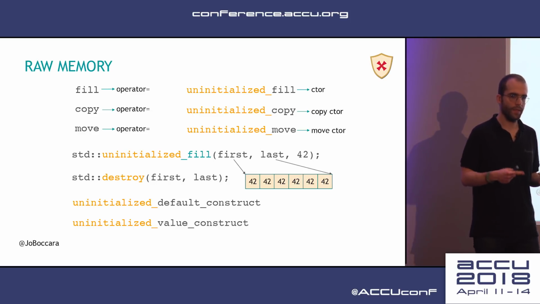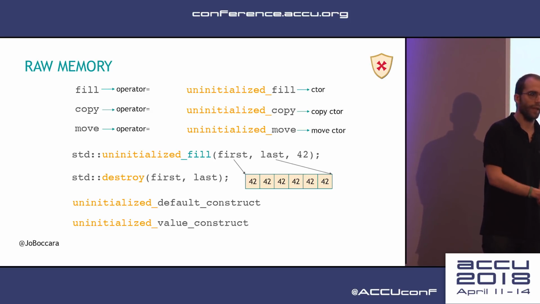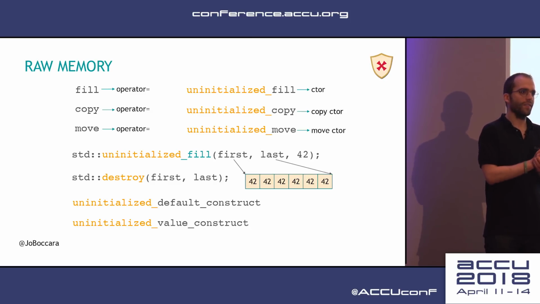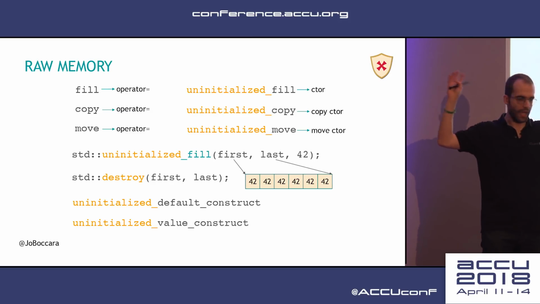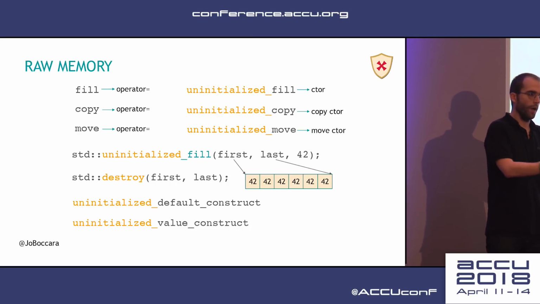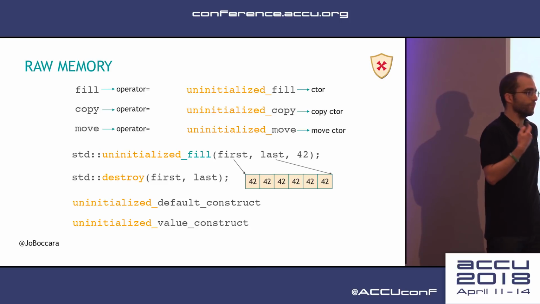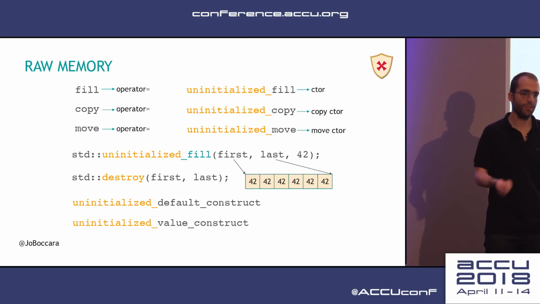Now, to call the assignment operator on something, you're assuming that its constructor has been called, and hopefully you're right. In some cases, you've got a chunk of memory coming from somewhere, shared memory or the OS or wherever. You've got just a chunk of uninitialized memory, and you can't call fill, copy, or move on it because you can't call operator equal on something that hasn't been constructed yet. So you'd need something to do that, but with the constructor, and that's what the uninitialized algorithms do.